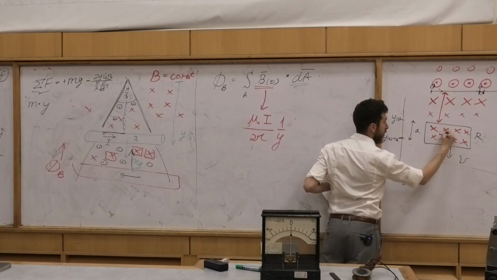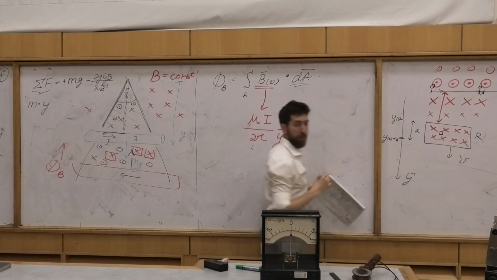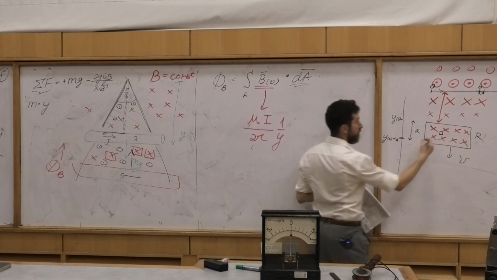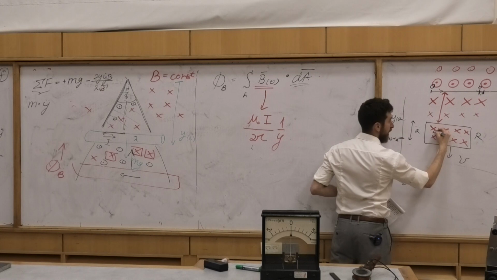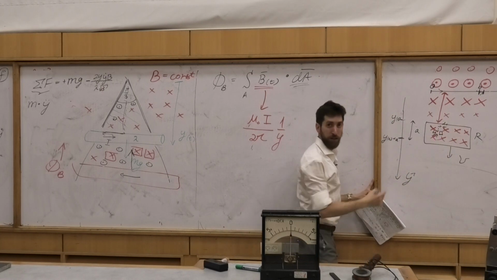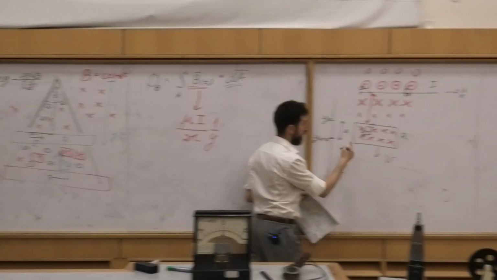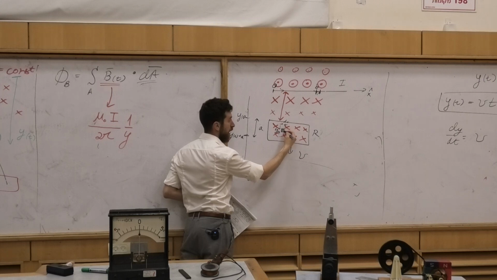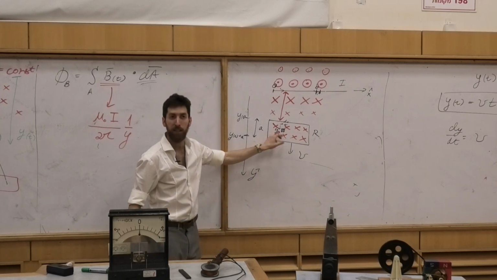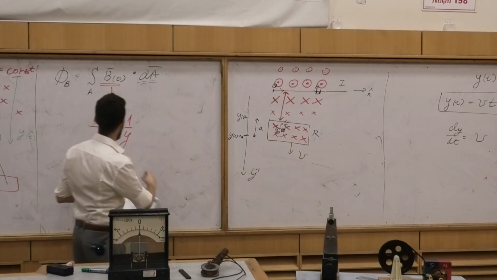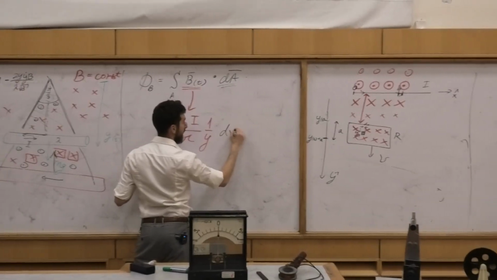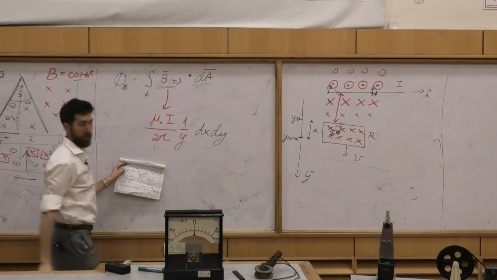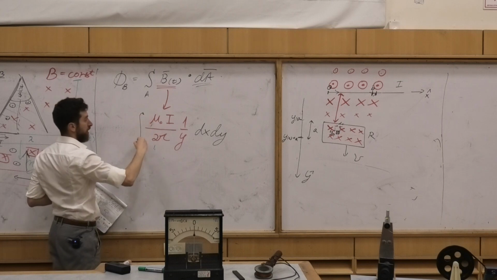Wait, what is dA? Not A. dA is a small movement in the y direction and a small movement in the x direction. Does the camera see me? Yes? Small movement in y, small movement in x, and you want to sum up these little puzzle pieces until you have all the area. So this here is dx dy, right? And now the integral is clear to me.